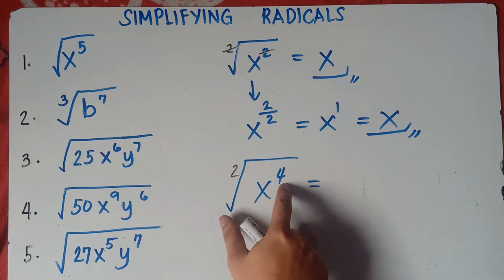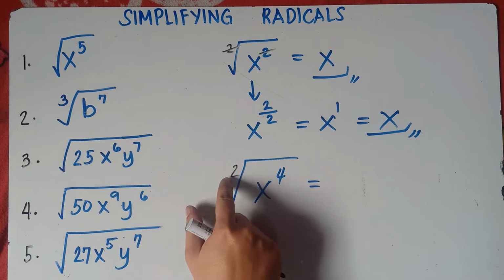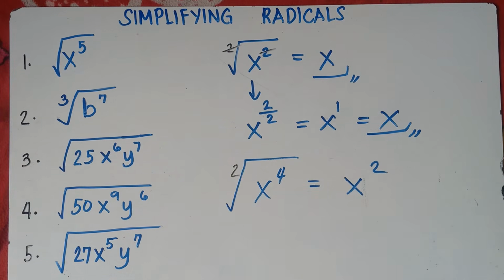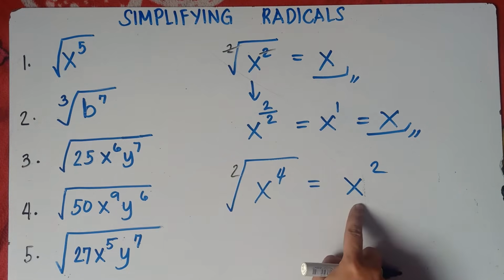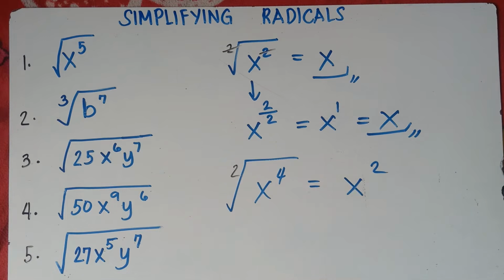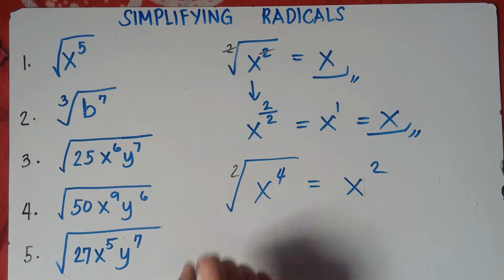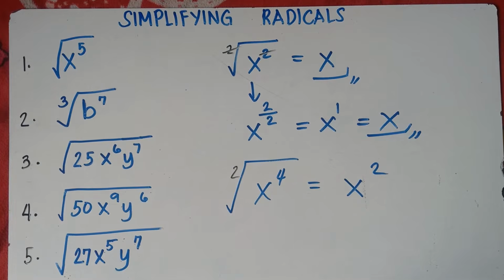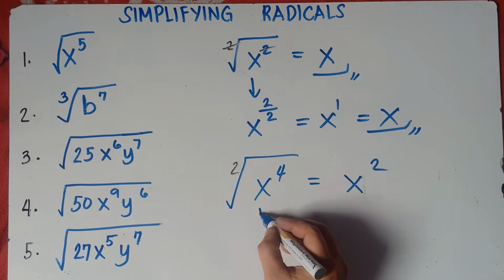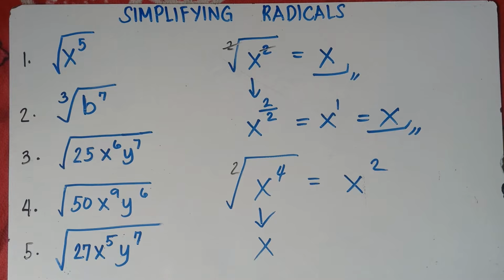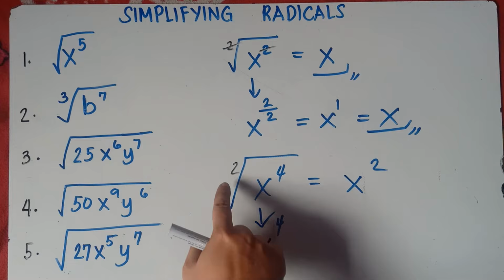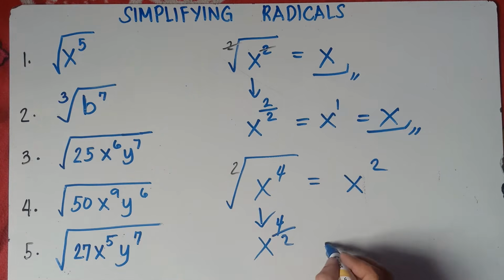Just divide this exponent by the index. 4 divided by 2 is 2. So our answer will be x squared. Very easy, class. Copy x, then 4 divided by 2, that is 2. So that would be x squared. That's your answer, class, because if you write this in exponential form, this will be equivalent to x, copy x, with this exponent 4 as the numerator of the fractional exponent and this 2 as the denominator. And 4 divided by 2, we have x squared.